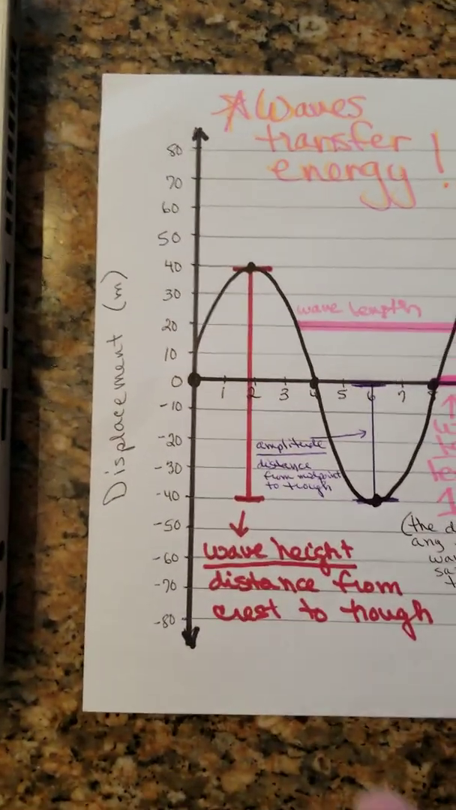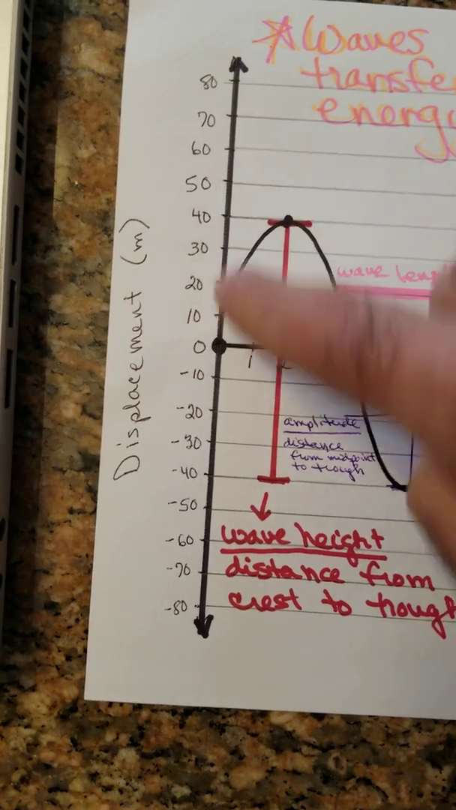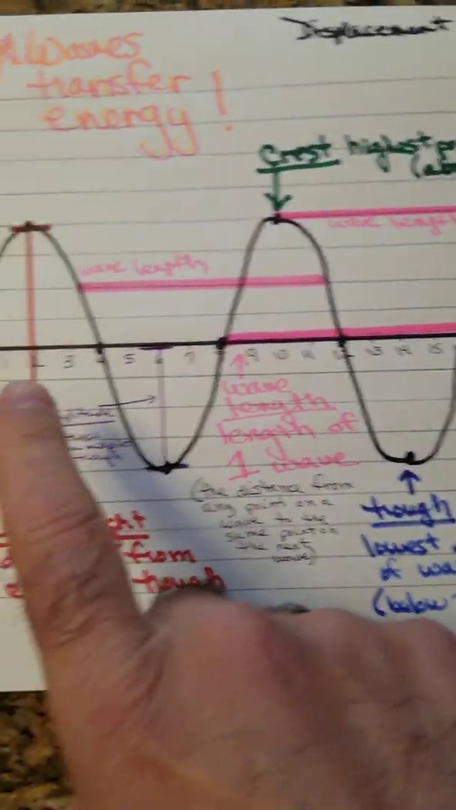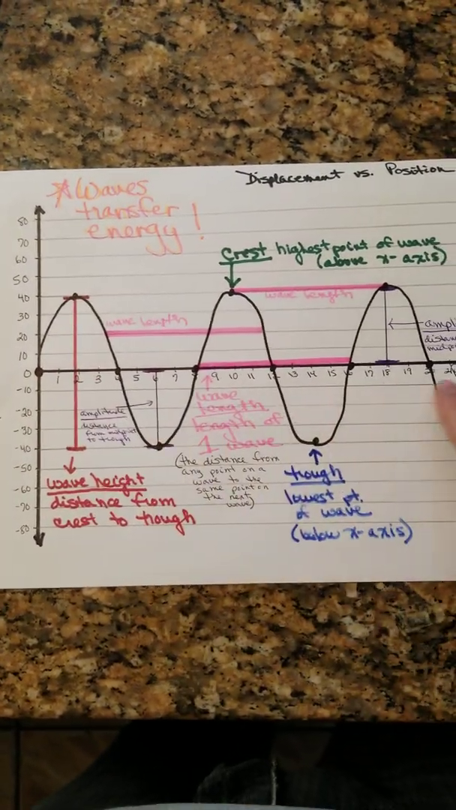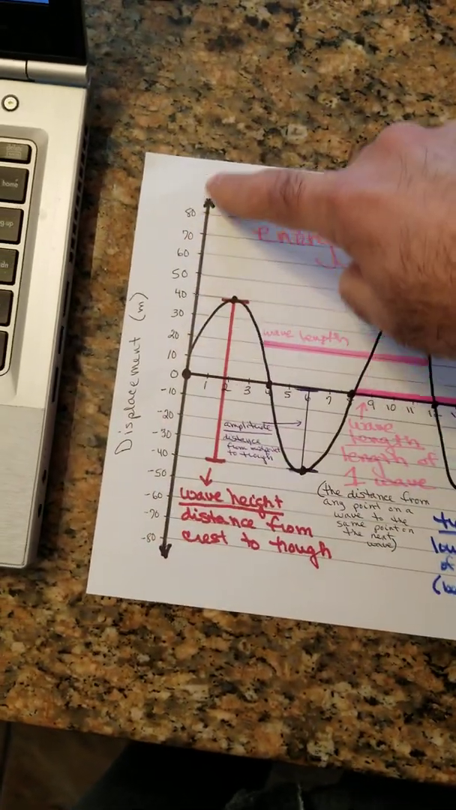We can look at a wave in terms of its displacement up and down, or its displacement left and right. So once again, this is the x-axis of my graph. This is the y-axis of my graph.